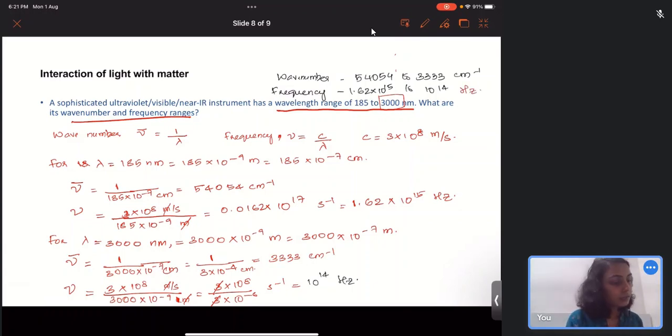So the wave number to which this wavelength range corresponds is 54,054 to 3,333, and the frequency range is between 10 to the power 15 to 10 to the power 14 hertz.